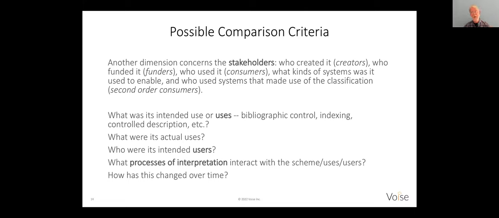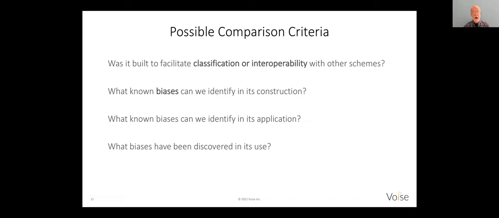So I very much care about the stakeholders, and I care about the intended uses, the actual uses, and also processes of interpretation that interact with the scheme, the uses, and the users. Finally, I'm interested in, was this classification built to actually facilitate classification. I think of this as putting things into buckets. That's essentially what I'm training my model to do. Or was it built for interoperability and interacting with other schemes?